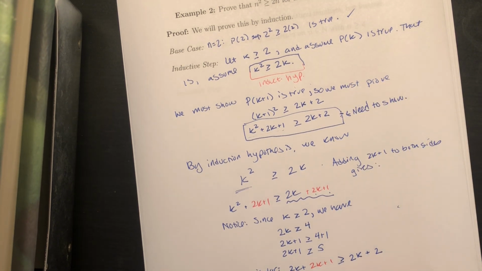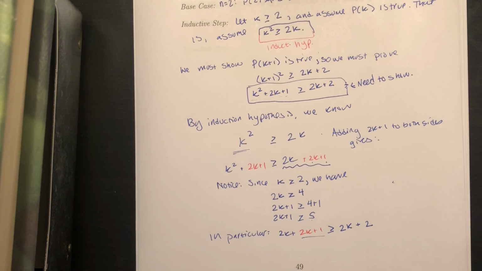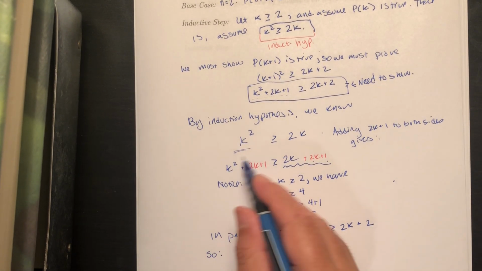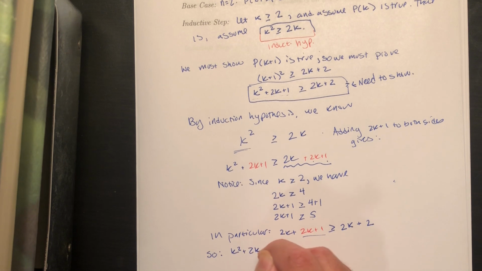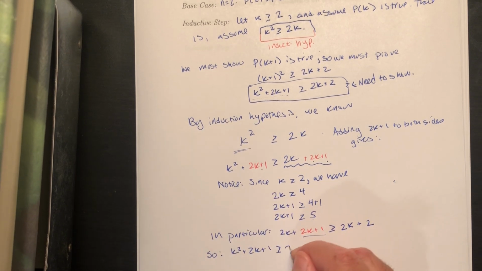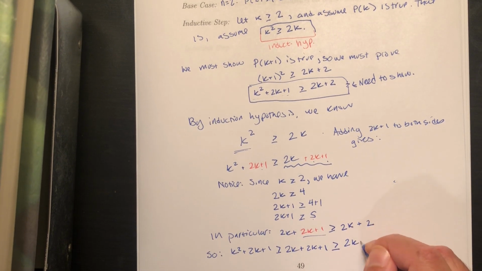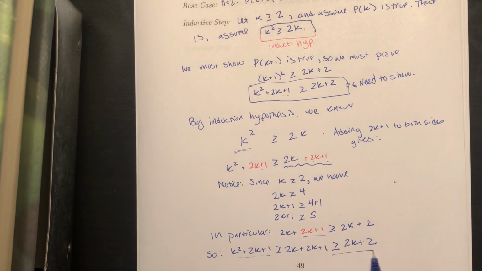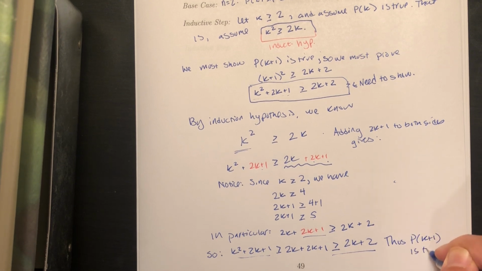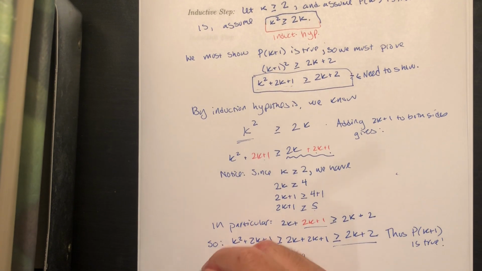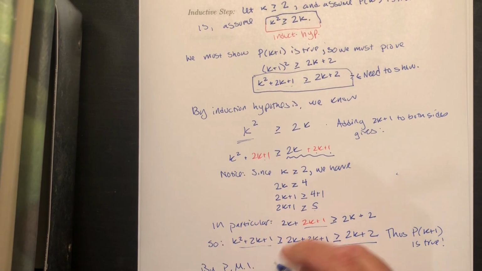Okay, because 2k plus 1 is greater than or equal to 5, so it's certainly going to be greater than or equal to 2. Actually, it'll be strictly greater, but we don't even need that. So we can conclude that k squared plus 2k plus 1, the left-hand side here, is greater than or equal to 2k plus 1, which in turn is greater than or equal to 2k plus 2. And this inequality is what we're looking for. Thus, p of k plus 1 is true. And that means that by the principle of mathematical induction, n squared is greater than or equal to 2n for all n greater than or equal to 2.